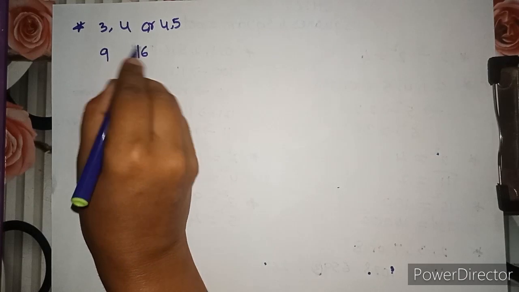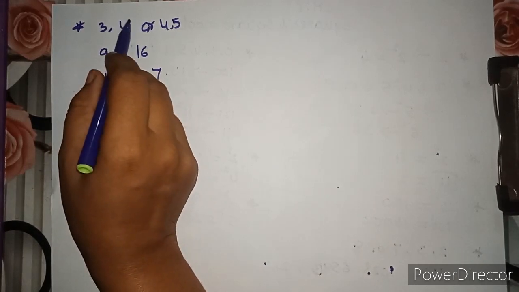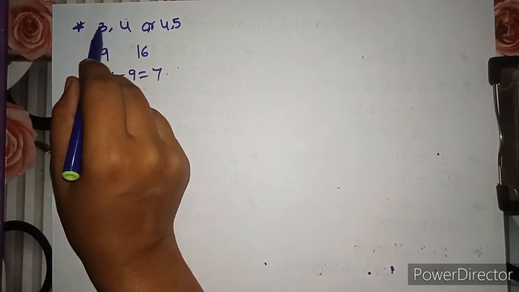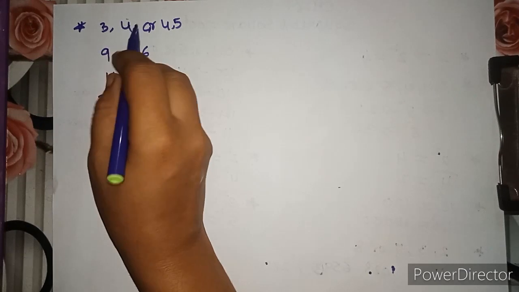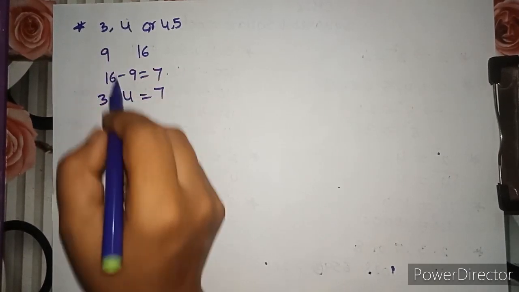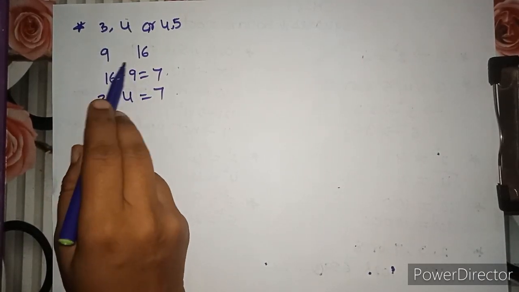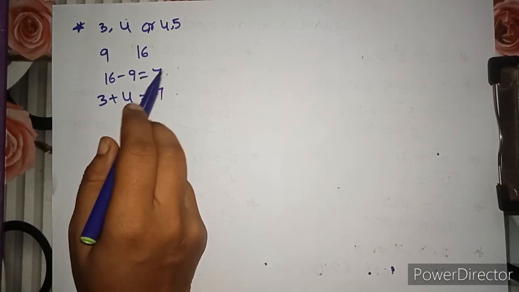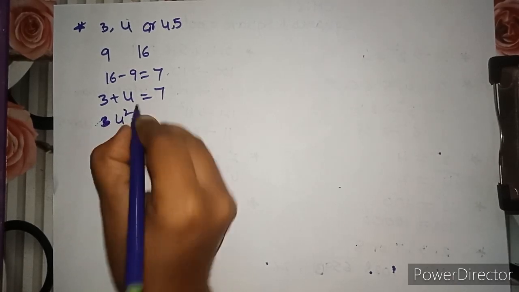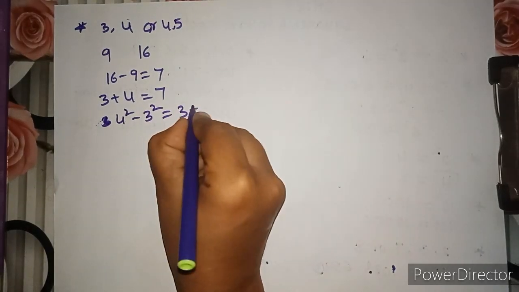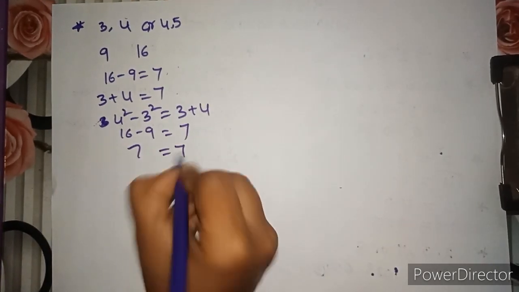The difference of squares: the square of 3 is 9, the square of 4 is 16. The difference of these squares, 16 minus 9, is equal to their sum, 3 plus 4, which is 7. The difference of squares of these numbers is equal to their sum. Therefore 4 squared minus 3 squared is equal to 3 plus 4. 16 minus 9 is 7, and 7 is equal to 7.